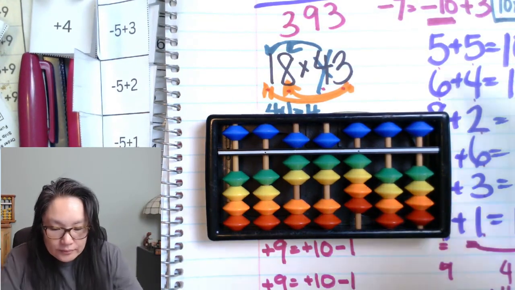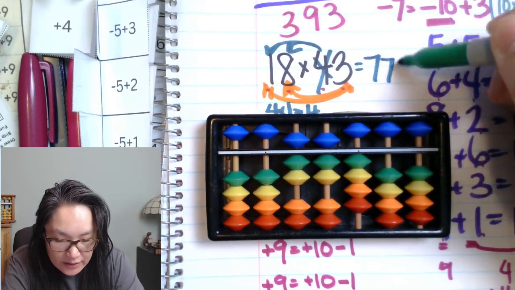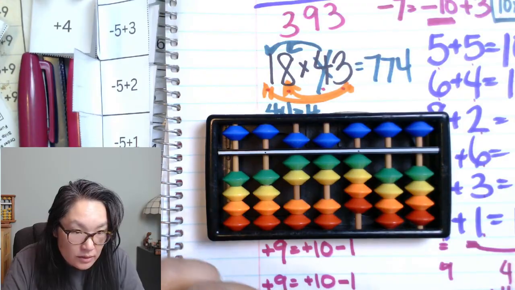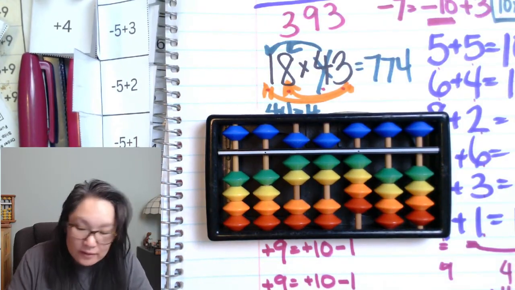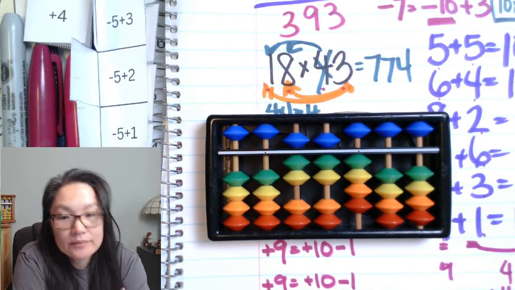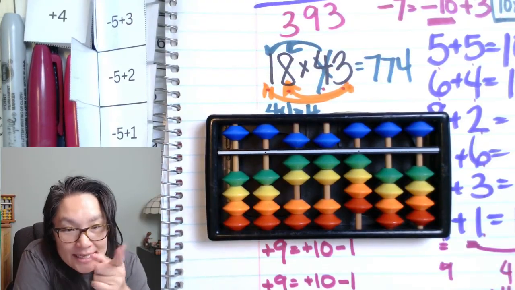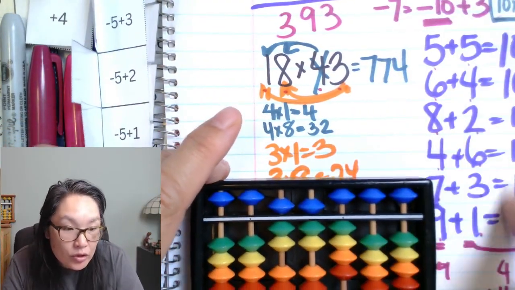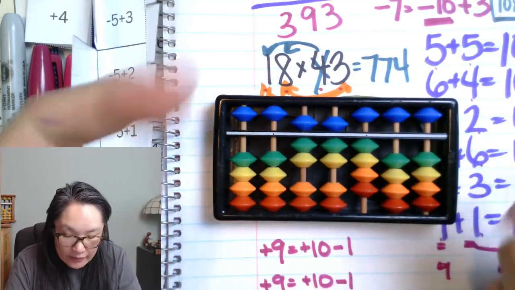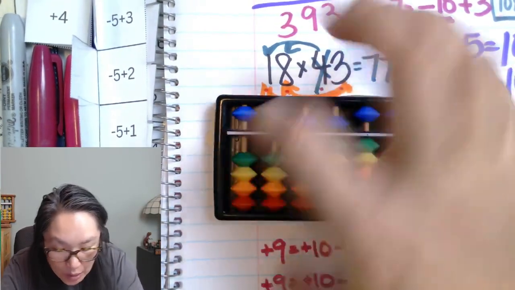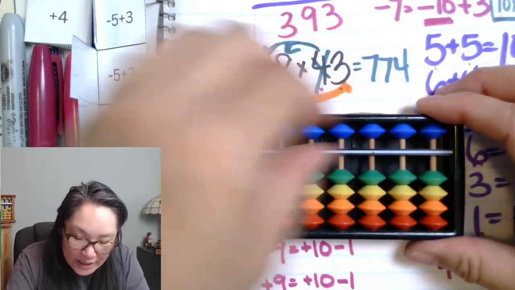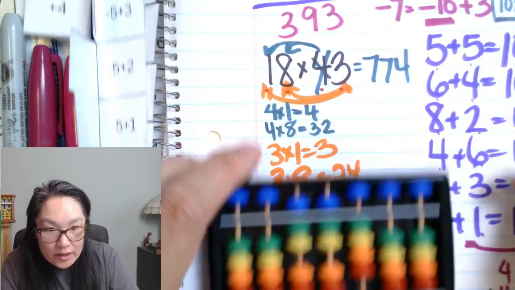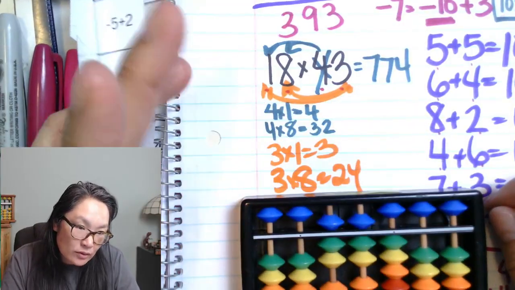Does that make sense? 774. Yes. Make sense? Simple. But see, the thing is it goes back to you need to know your formulas. And then you just add everything together. We did all of this in our head. We did this calculation in our head. I just wrote it out.